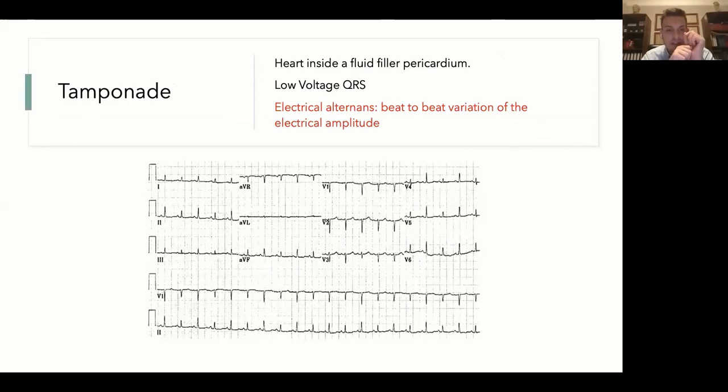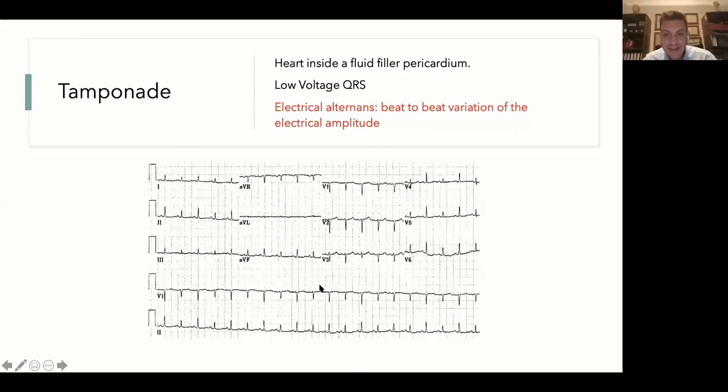And this will present how? This will present with a low voltage QRS. And this actually makes sense why it presents with a low voltage QRS. It presents with a low voltage QRS because the fluid doesn't allow proper conduction of the signal to the skin of the patient, where we actually have the electrodes, and we will have something that is actually called electrical alternans.